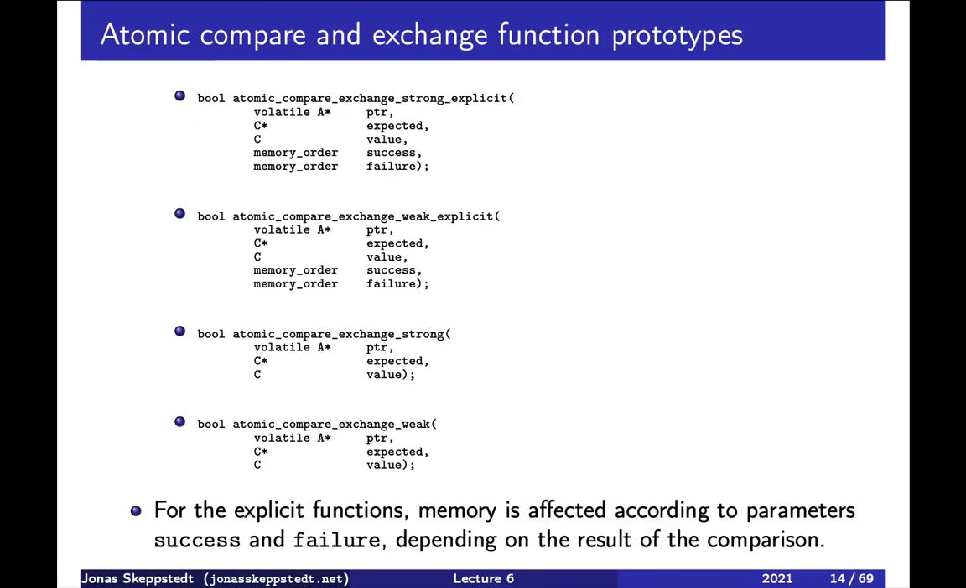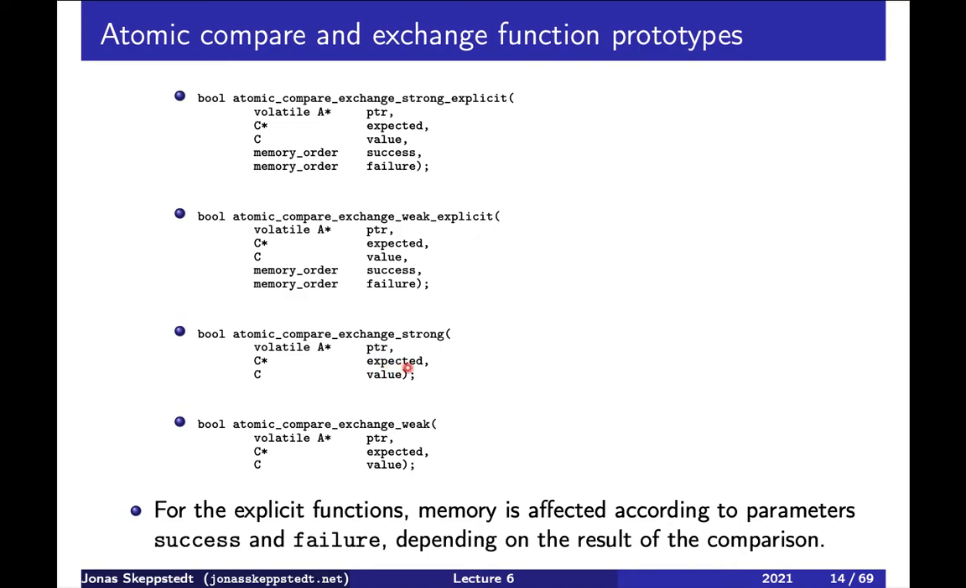And as you will see, there are 4 versions of it, but we can take the simplest one, namely this one, atomic compare exchange strong. I will explain the others soon, of course. So we have a pointer to an atomic variable. We have a pointer to a variable with the expected value, and we have the value. And the value is what we want to write into the atomic variable, I mean what the pointer points at.